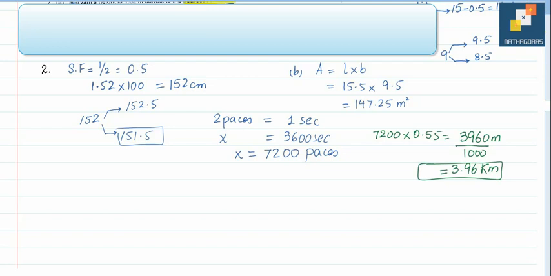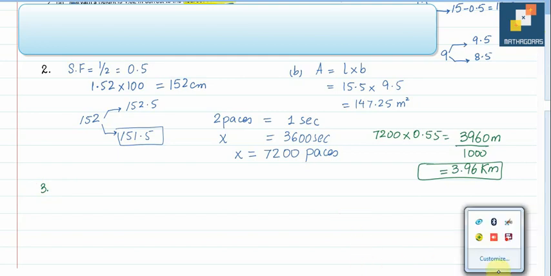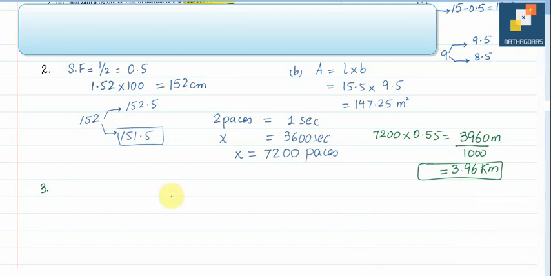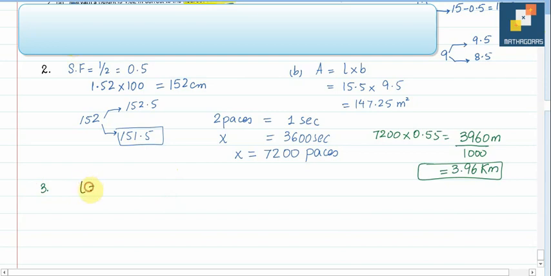Alright, moving on to the next part, question 3. The length of a piece of string is 0.026. I think the question is incomplete. Let me check the complete question first. No, it's complete. The length of a piece of string is 0.026 meters. So we have a length of 0.026 meters, correct to the nearest millimeter.